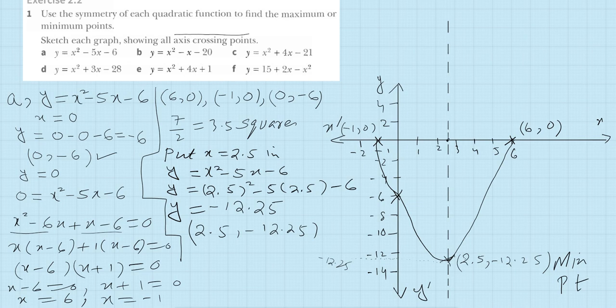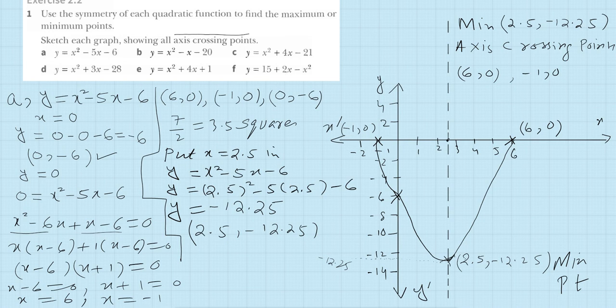First, we have to write the minimum point. We call it MIN. The minimum point is 2.5 and minus 12.25. And the next step is axis crossing points. Axis crossing points are (6, 0), (minus 10, 0) and (0, minus 6).